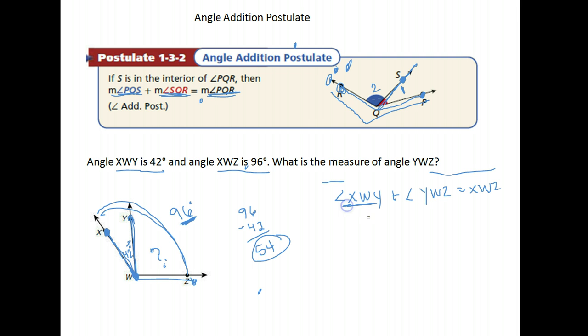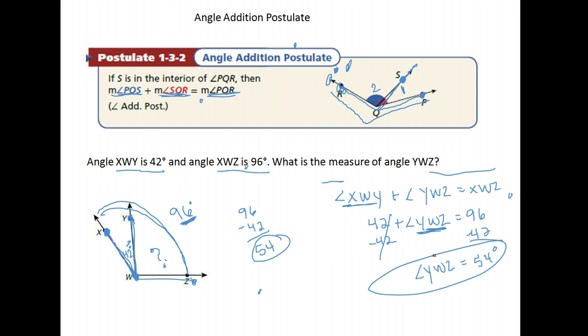I knew that XWY was a 42 degree angle. I didn't know what angle YWZ was. That's what I'm going to be solving for. And together, I knew that they made that 96 degree angle. You would just solve this algebraic problem. So here's our variable here. We have 42 added to it. So to solve, we would subtract 42 from both sides. And we get the same answer we did before. YWZ is 54 degrees. So two different ways. One is a little more visual, and the other is writing out each technical step of the problem.